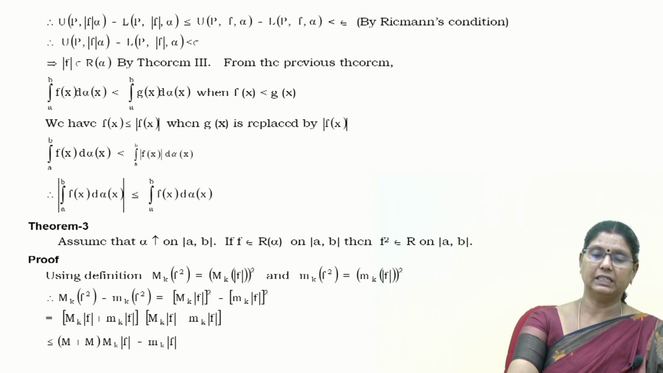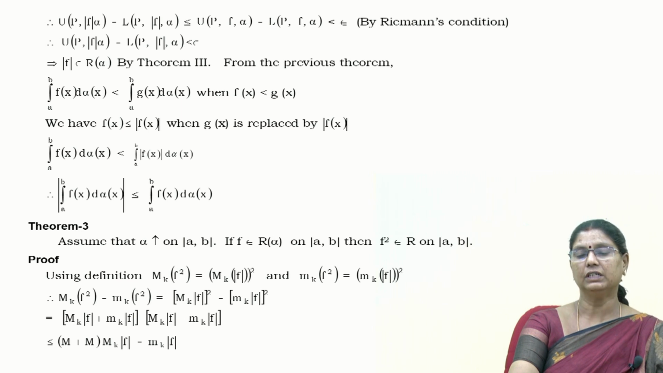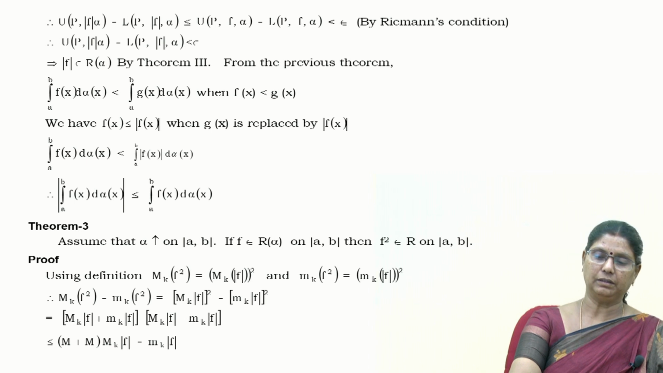Here the given data is f of x is less than or equal to g of x, and based on this we can write the inequality integral a to b f of x d alpha of x is less than or equal to integral a to b g of x d alpha of x. Now, we replace g of x by modulus of f of x, and hence we have obtained that modulus of integral a to b f of x d alpha of x is less than or equal to integral a to b modulus of f of x d alpha of x.